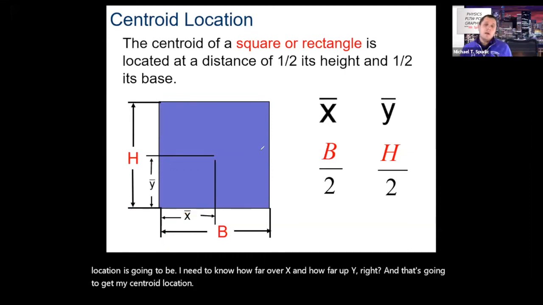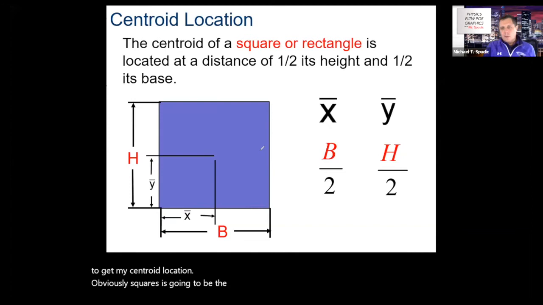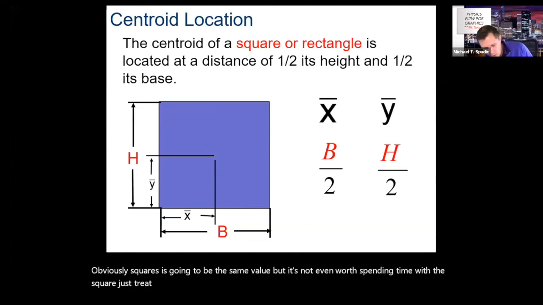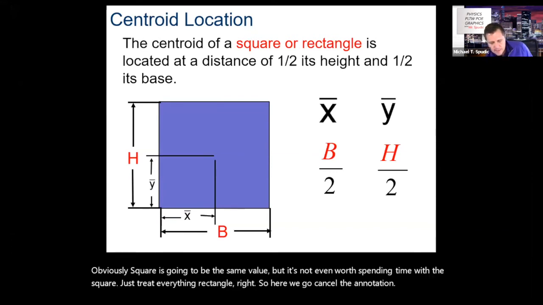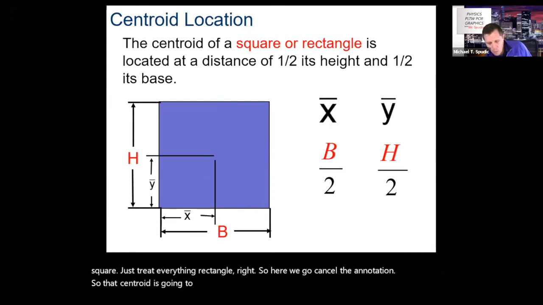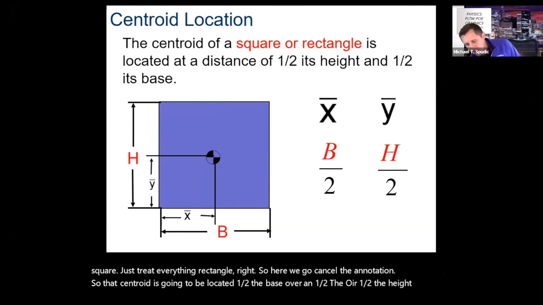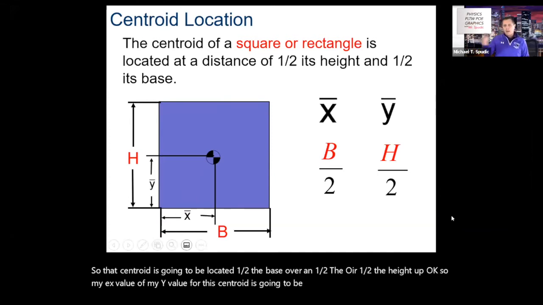Obviously, square is going to be the same value, but it's not even worth spending time with a square. Just treat everything as a rectangle, right? So here we go. That centroid is going to be located 1/2 the base over and 1/2 the height up. So my x value and my y value for this centroid is going to be pretty easy. X and y will be 1/2 base, 1/2 height. Easy enough. All right, what about a triangle?